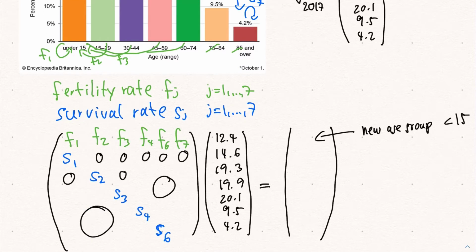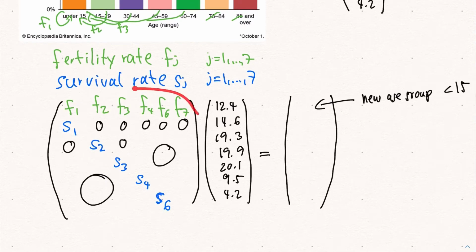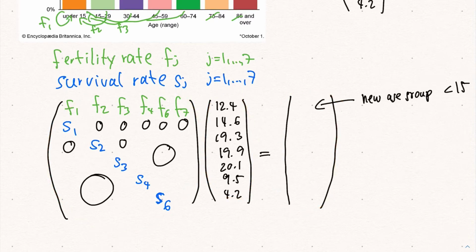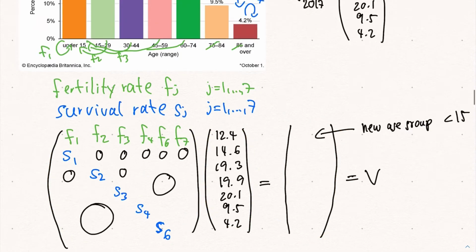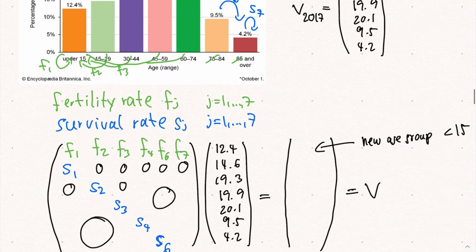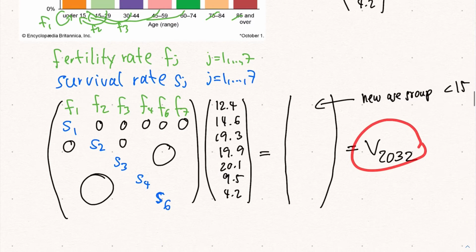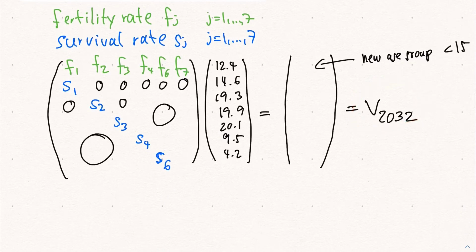So we see here on the diagonal we have zeros and just one number here. And in the first column we have these fertility rates. And these numbers under the diagonal are given by the survival rates. And multiplying this matrix with this vector will give us the vector for the year 2032, because one generation is 15 years. So 15 years after this will be this year here. And then we could apply this matrix again.